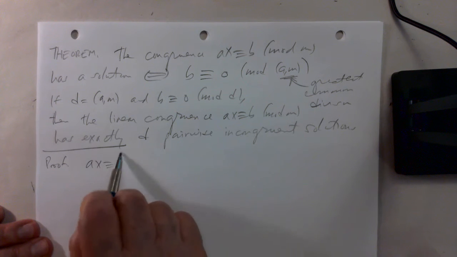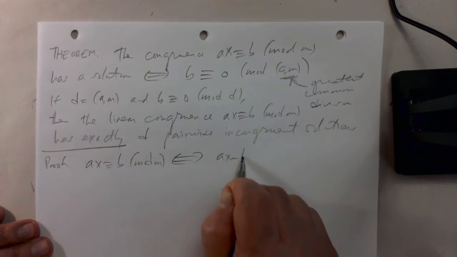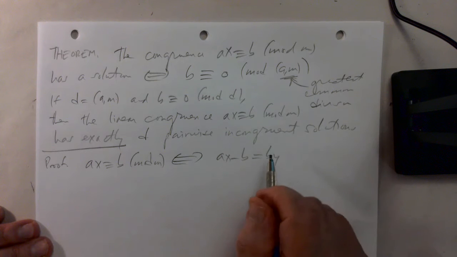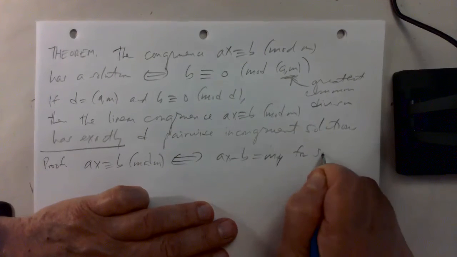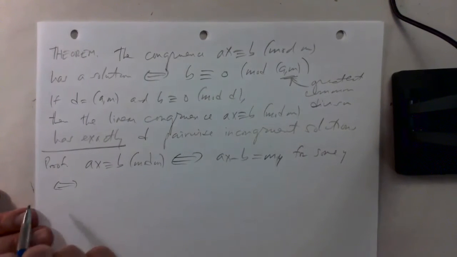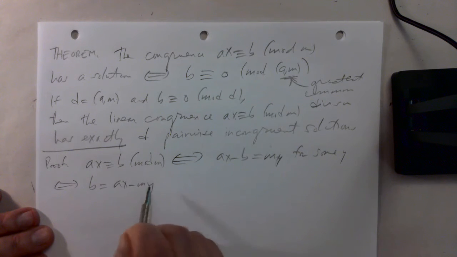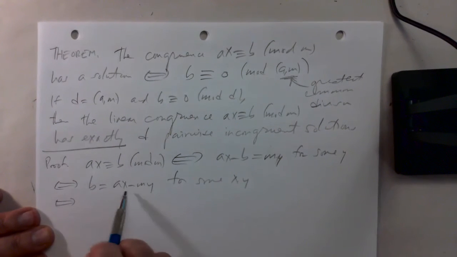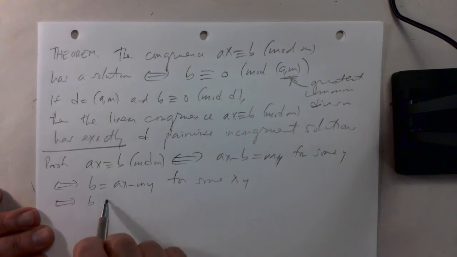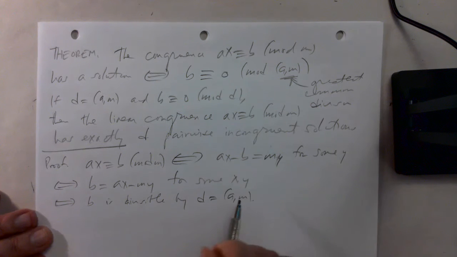So AX is congruent to B mod M if and only if AX minus B is M times Y for some integer Y, if and only if, just rewriting that equation, B can be written as AX minus MY for some X and Y. And this means that B is a linear combination of A and M. So if and only if B is divisible by the greatest common divisor of A and M.